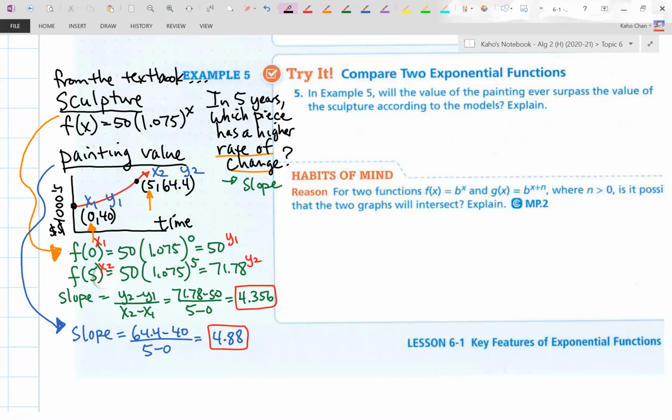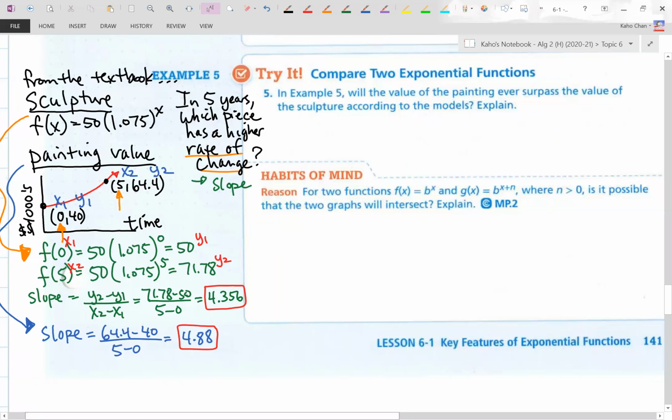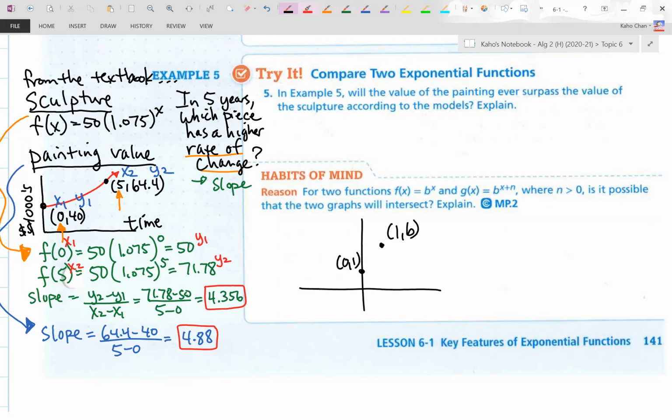All right, next question. Habits of mind. For two functions, f of x equals b to the x and g of x equals b to the x plus n, where n is greater than 0, is it possible that the two graphs will intersect? This is very generic. b to the x is a function that goes through (0, 1) and (1, b), right? The base is b. So generically speaking, the function, let's use orange, is right here.